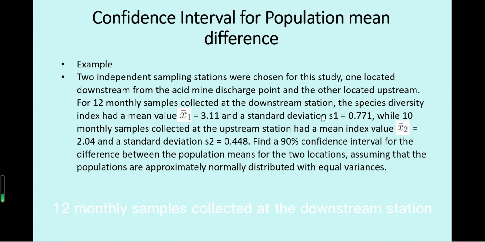For 12 monthly samples collected at the downstream station, the species diversity index had a mean value x1 bar 3.11 and a standard deviation S1 0.771, while 10 monthly samples collected at the upstream station had a mean index value x2 bar 2.04 and a standard deviation S2 0.448. So the question is, find a 90% confidence interval for the difference between the population means for the two locations, assuming that the populations are approximately normally distributed with equal variance.